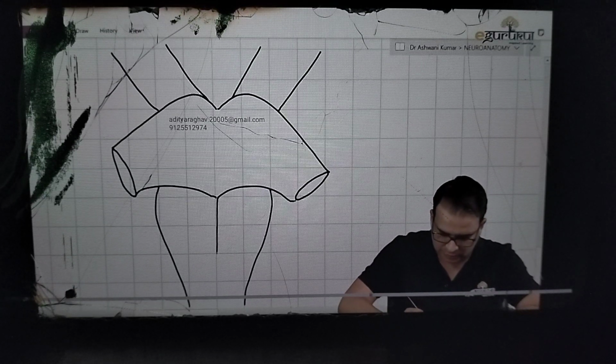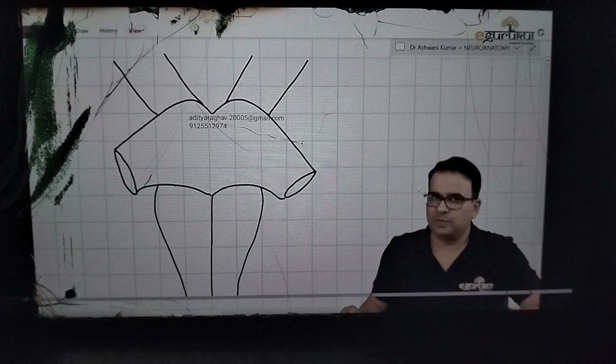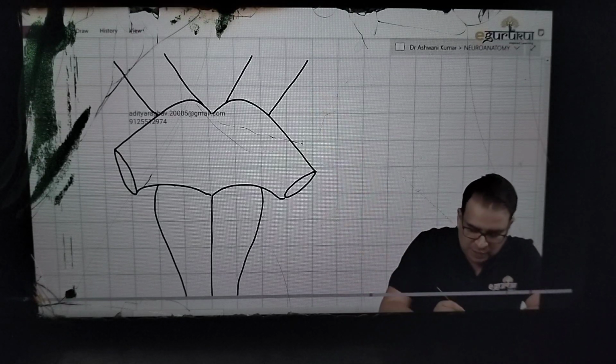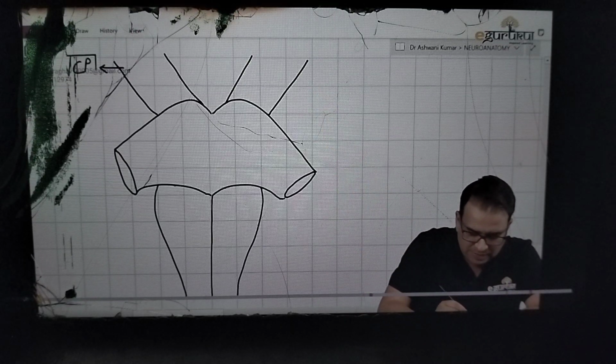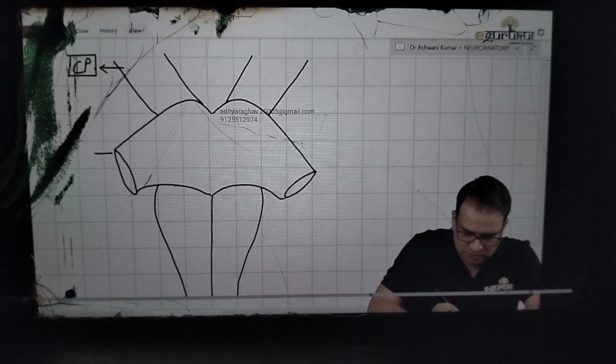This is medulla oblongata, and let's presume this is the midbrain. So this roughly is the anterior aspect of the brainstem. That's how it's going to look. This is a part of midbrain. And what part is that? That is cerebral peduncle. I'm writing CP here. This is pons.